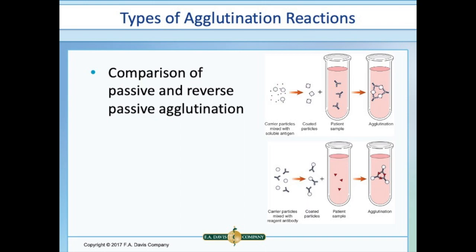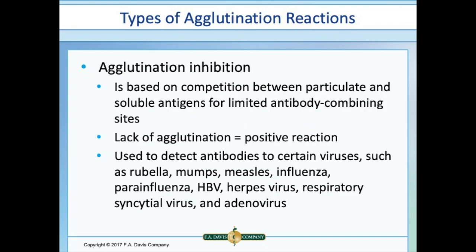However, the carrier particle this time contains antibodies, as compared to the other one, which contains antigen. Okay, this one, the carrier particles contain antibodies. So you're trying to detect antigen this time in the patient sample. Just the same, if patient antigen is present, then there is an agglutination reaction. Okay, so let's talk about agglutination inhibition.